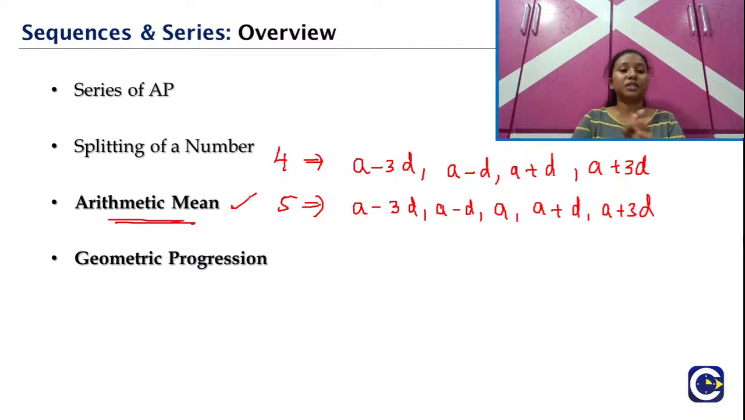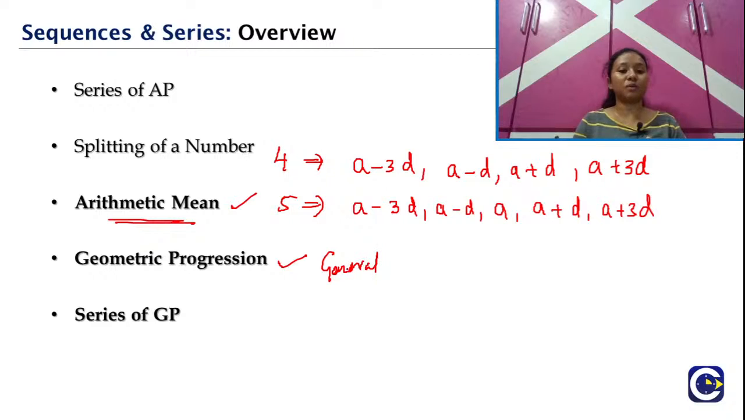And with this arithmetic mean, we are almost done with the arithmetic progression. And then we are jumping into our next progression, which is geometric progression. And as usual, we'll be starting with the typical definition of it and the representation of it and the terminology related to the geometric progression. Each and everything we are going to discuss in the introduction part. And then the general term, everything we are going to cover here in the geometric progression.